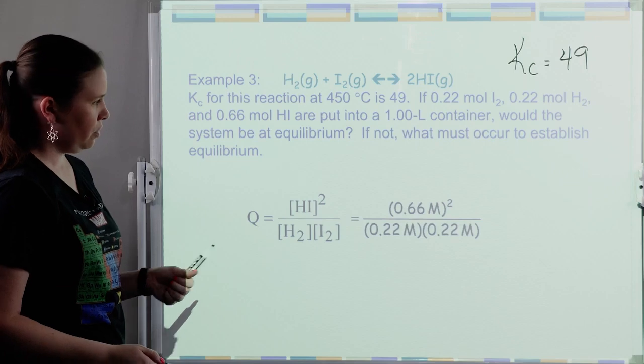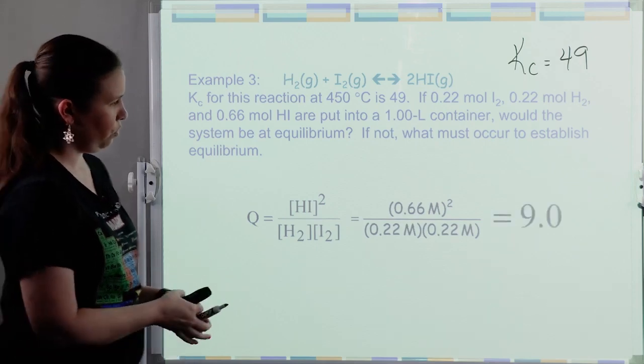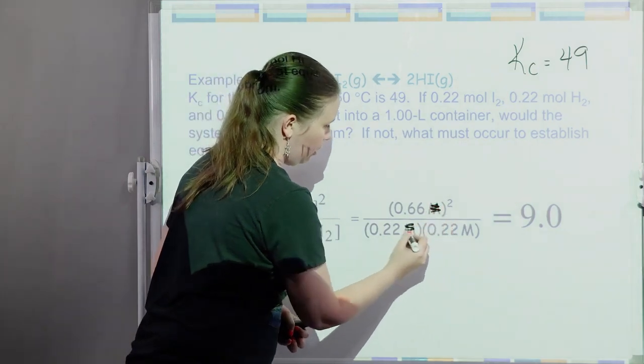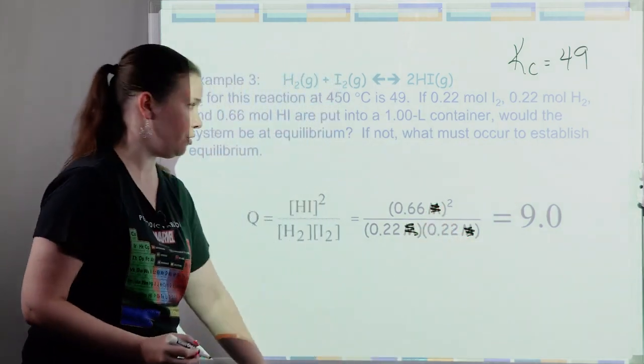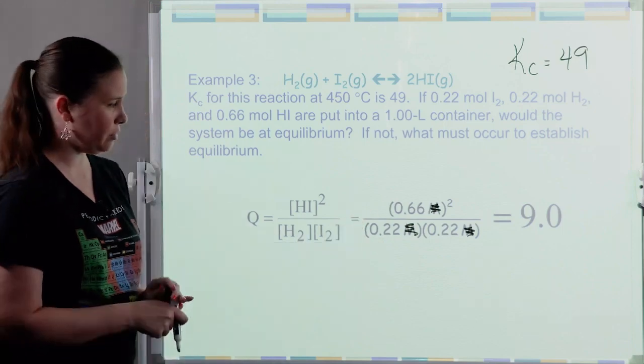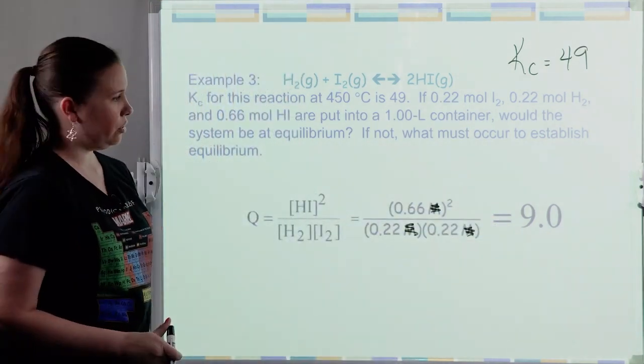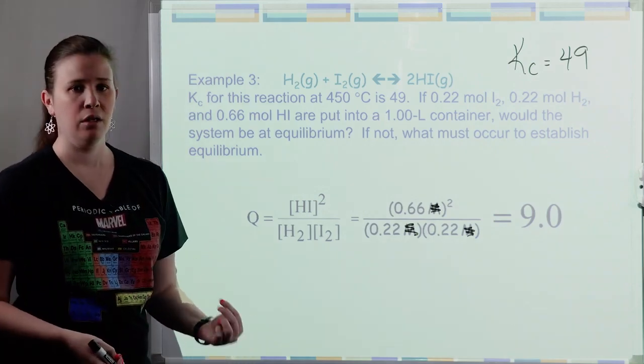So we get the 9. Again, notice how the molarities are in here. I never write them because a lot of times they actually don't cancel out. Here they would have, but a lot of times they don't. It doesn't matter. You do not want them in your final answer. So the Q is equal to 9.